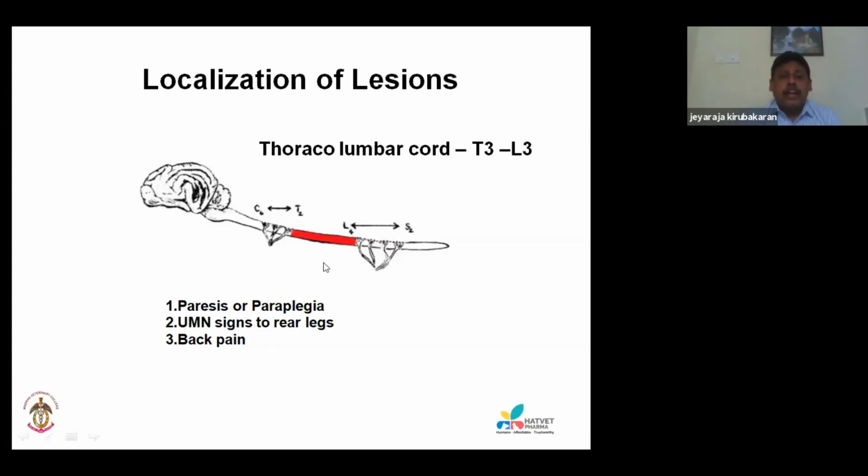So it will have a paraparesis. Sorry, it is paraparesis actually, and paraplegia. And you will have UMN signs in the rear legs, of course, a spastic type of paralysis, and you will have back pain there. So you will have some degree of spinal curvature.